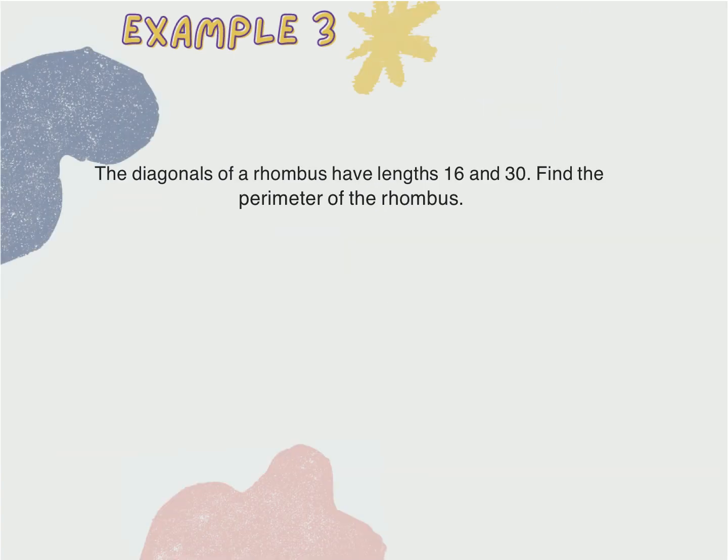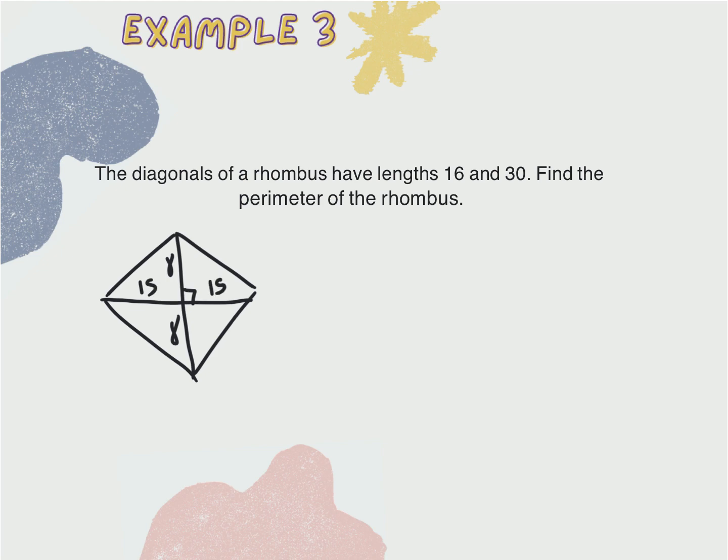The diagonals of a rhombus have lengths of 16 and 30, and they want us to find the perimeter of the rhombus. So I'm going to draw a rhombus to the best of my abilities. We know from the previous chapter that the diagonals of a rhombus intersect at a 90-degree angle. They're telling us the diagonals have lengths of 16 and 30. So I'm going to say this is 8 and 8 because 8 plus 8 is 16, and 15 and 15 is 30. Again, we're going to have 4 triangles, 1, 2, 3, 4, and we have the legs.